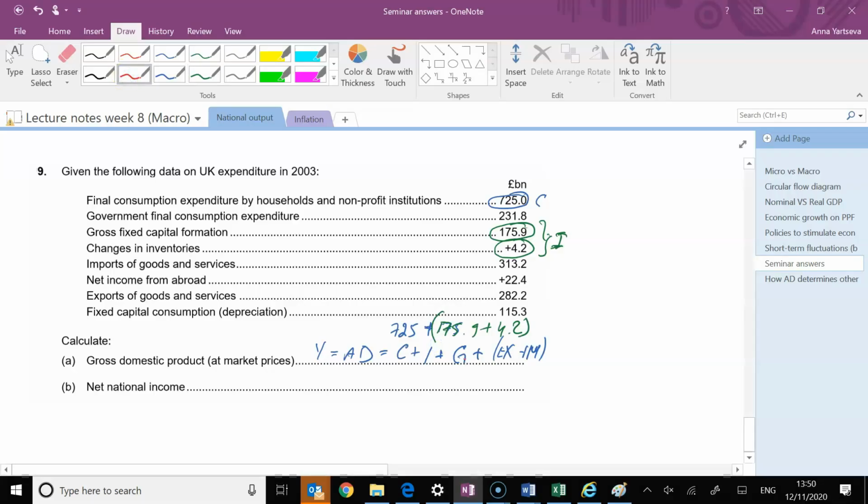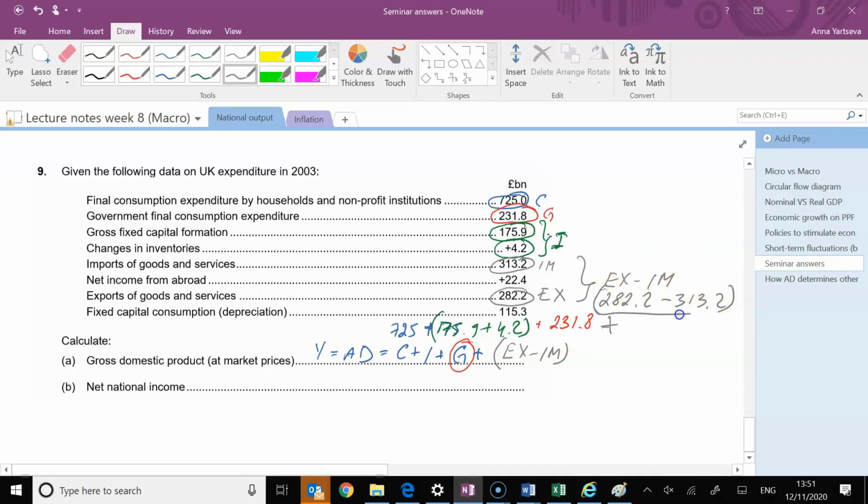Next component of aggregate demand is government expenditure. Government expenditure is shown here by this number, 231. That's government expenditure, right? And the remaining components, exports minus imports. Let me draw them nicer. Exports minus imports. Exports, 282. That's exports. Imports, 313 imports. So if we combine them, exports minus imports can be recorded as 282 minus 313. Imports will appear with the negative sign here.